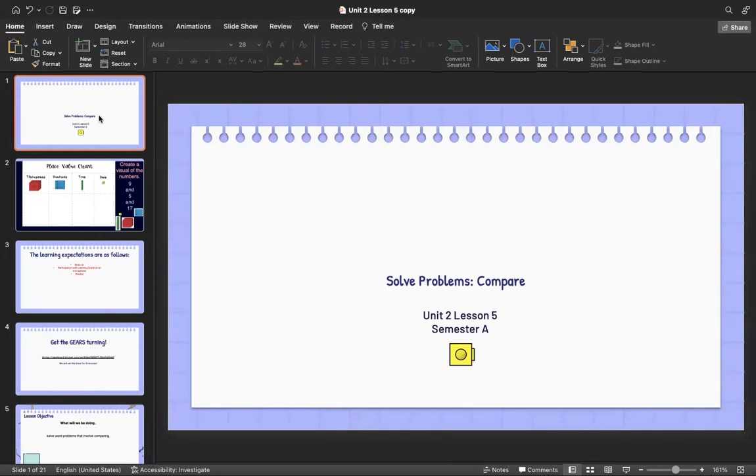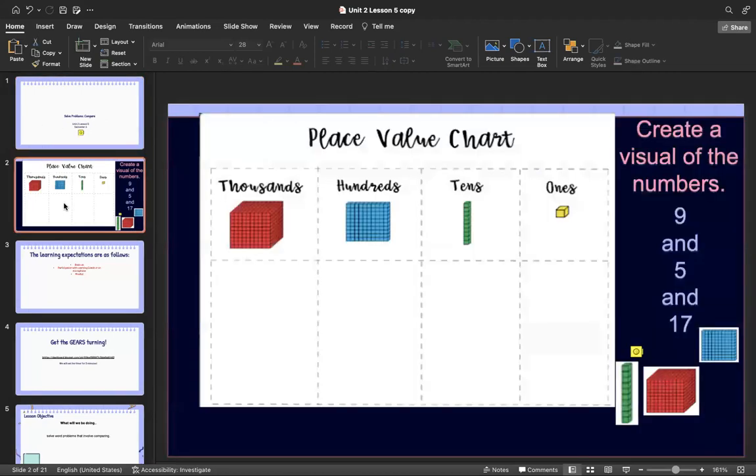Today on Friday, you are solving problems by comparing. Let's get into our place value chart. Our first numeral you're going to find is 9. Now keep in mind, if your child already understands this and has mastered these numbers, then I want you to pick 3 numbers that will challenge your child to their level. You can pause this and then move on afterwards. So create the number 9.